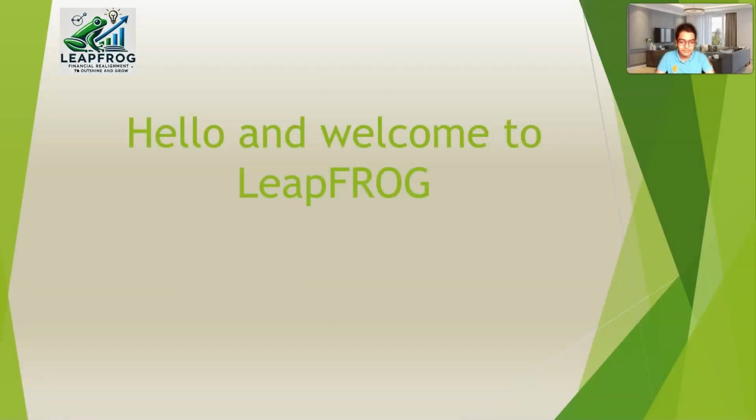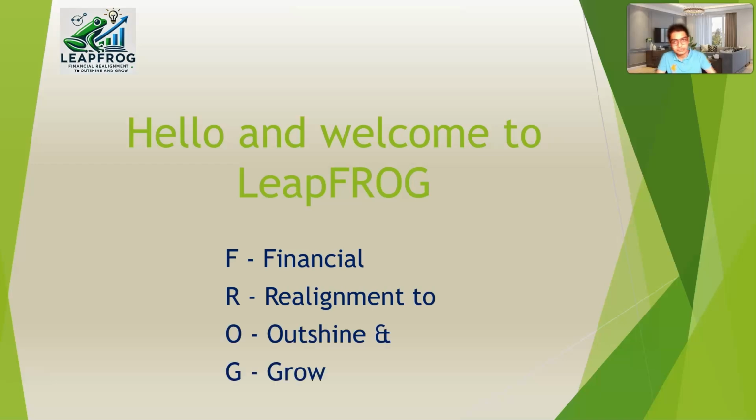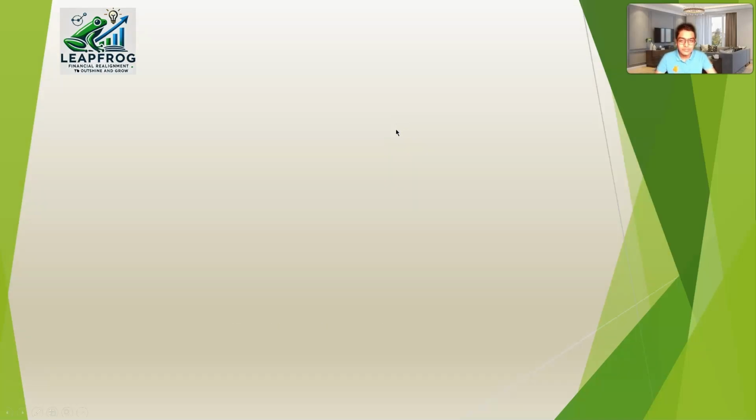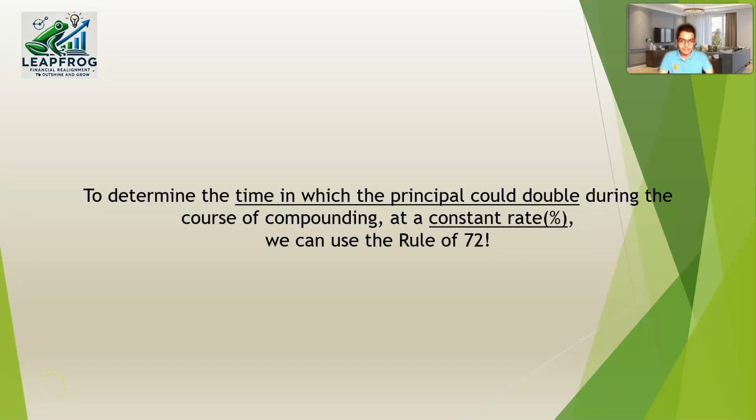At LeapFROG, we discuss financial realignment to outshine and grow. In today's video, we will be discussing the rule of 72 and its importance in compounding. The rule of 72 determines the amount of time in which the principal is going to double during the course of compounding at a constant rate percentage.